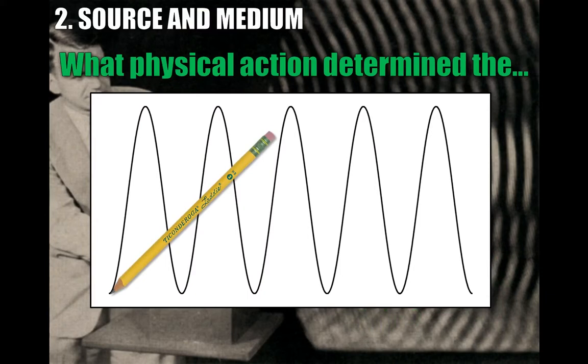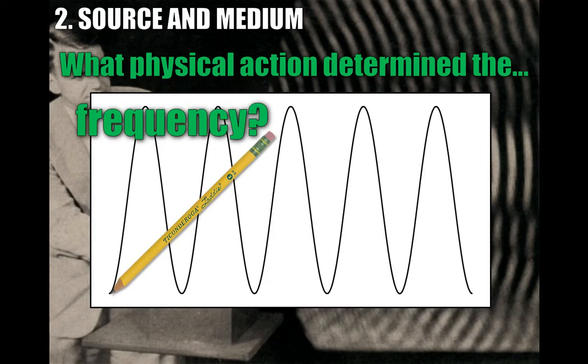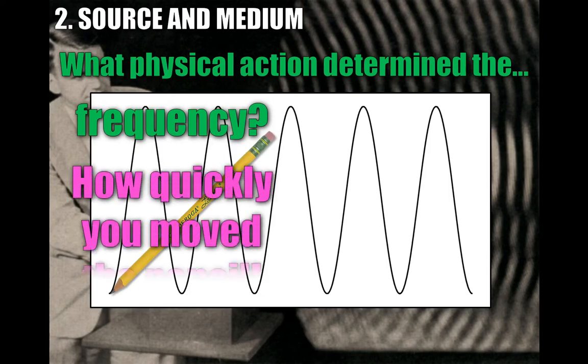The question here is, what physical action determined the frequency of this wave that we just created? There were two actions that we took. One was moving the pencil up and down. The other was moving the paper. And since the frequency is the number of cycles per second, the action that was repeating, the action that had a frequency, was moving the pencil.